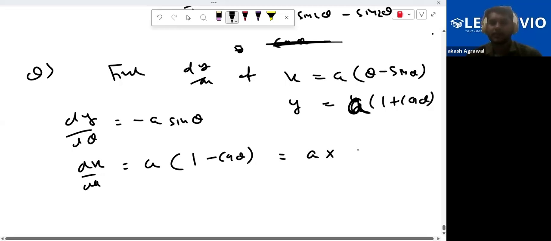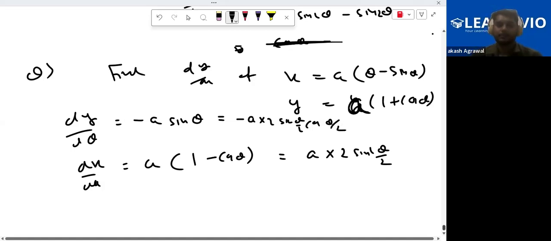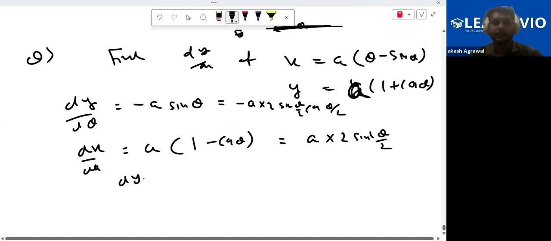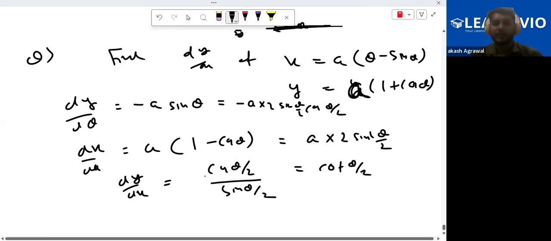Okay, we have been doing this since trigonometric functions. 2 sin square theta by 2. Okay, and this thing we can write minus a 2 sin theta by 2 cos theta by 2. And when we divide this, a and a is cancelled, 2 and 2 is cancelled, sin theta by 2, sin theta by 2 is cancelled. So what we have is cos theta by 2 upon sin theta by 2, which is cot theta by 2 with a negative sign. Okay?